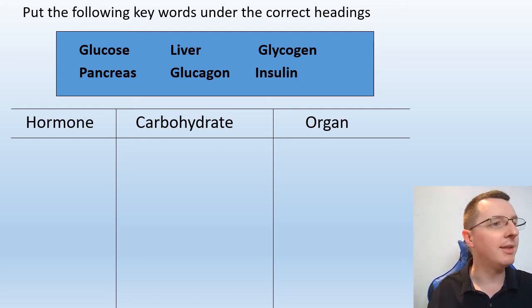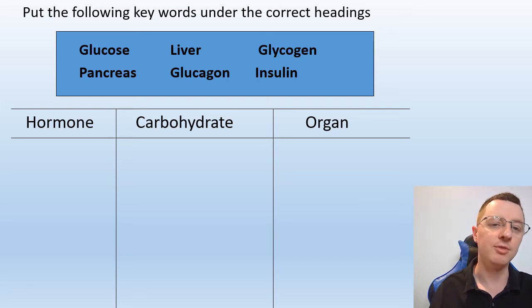Pause the video again now, copy down this table. We've got 6 keywords here, 3 of them are very, very similar. Can you make certain that you know which words are the hormone, which words are the carbohydrate, and which words refer to the organs of this process that control the process?